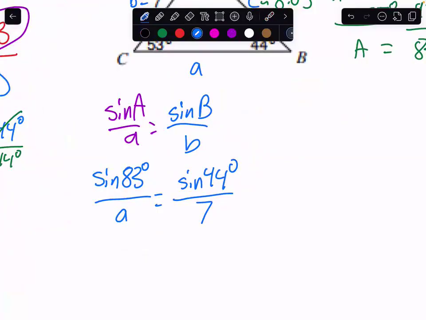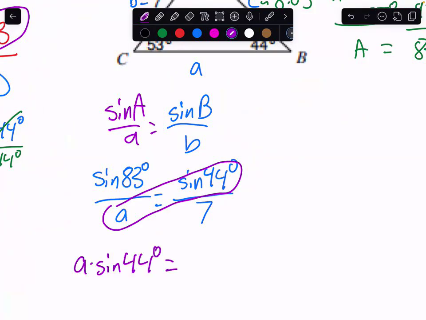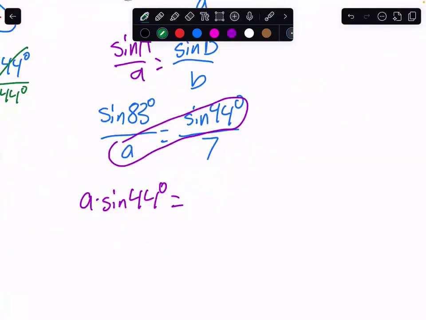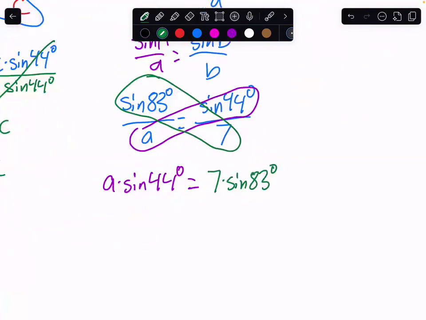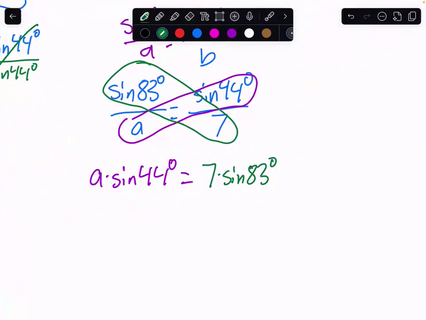Okay, so we instead start by cross multiplying. A times the sine of 44 degrees equals 7 times the sine of 83 degrees. Still don't use your calculator, because you first want to get rid of this sine 44 degrees. Since it's multiplying the a, we can divide both sides by sine 44 degrees.